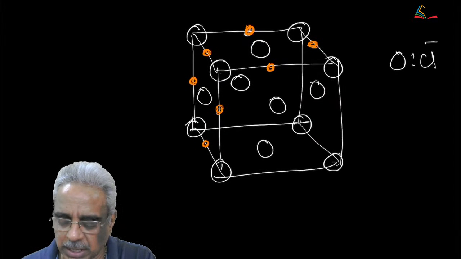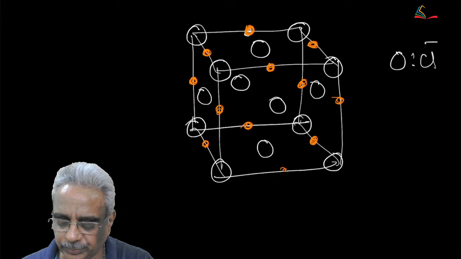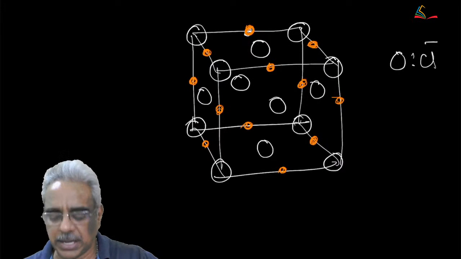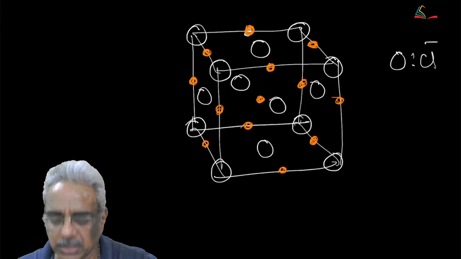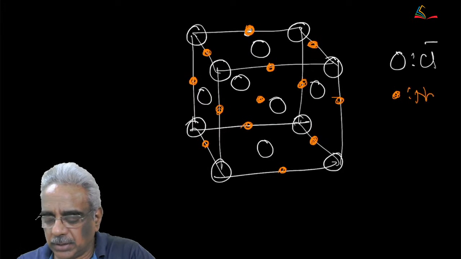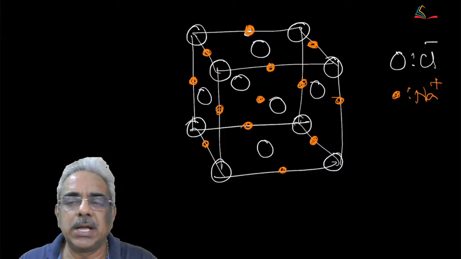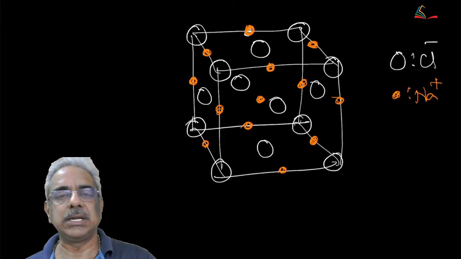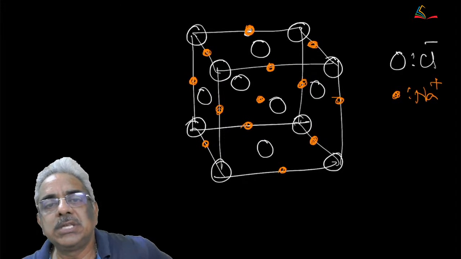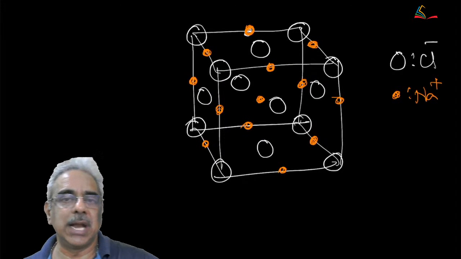Dear students, I always tell you only one thing. This is not the entire crystal. This is only one smallest part of the crystal. Means what? This keeps on repeating in all directions. Even at the center you will have a sodium. This orange dot represents sodium ion. See how beautifully the ions are arranged in the crystal. They attract each other with tremendous attraction, and that attraction results in the release of energy. That energy is called the lattice energy.